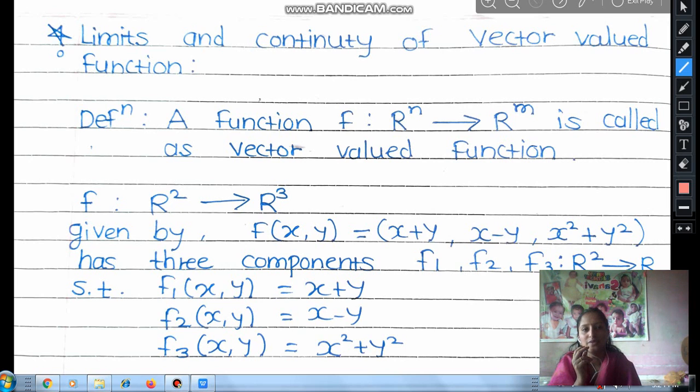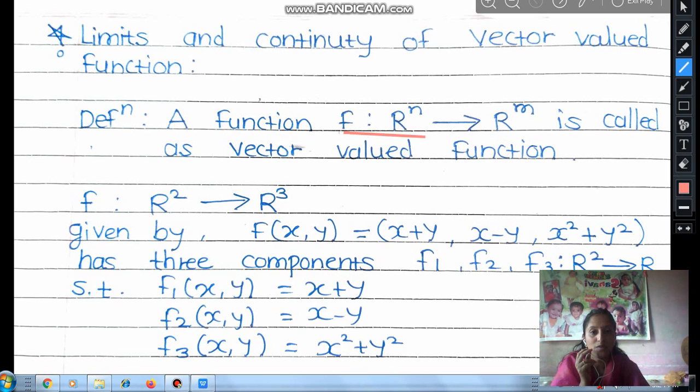The definition of vector field: a function f defined from Rn to Rn is called a vector valued function. In scalar field, we consider the function f defined from Rn to R, and here the difference is that the function f is defined from Rn to Rn. Then that field is called a vector valued function. This is the only difference between scalar field and vector field.